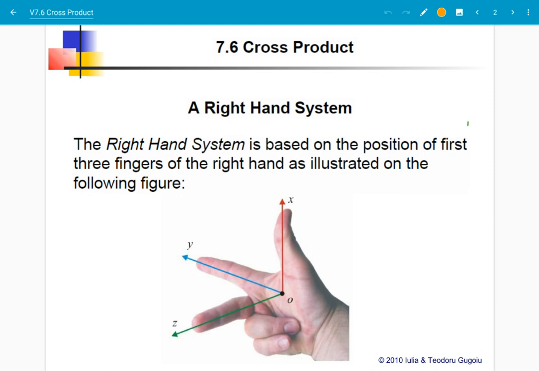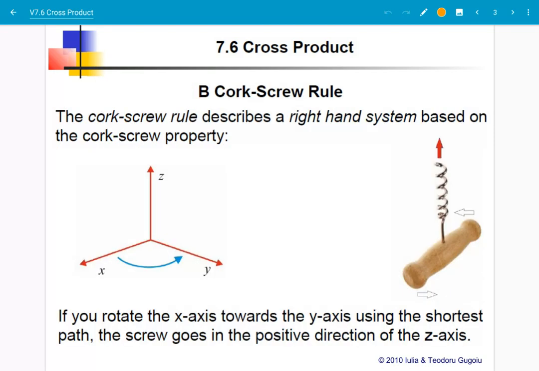The right-hand system for cross product is based on this right-hand system idea. So if the X is the thumb, the index finger the Y, then the Z-axis is the direction that the middle finger points. I don't really find that convenient. I like the corkscrew idea better.